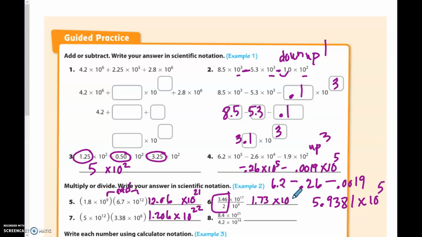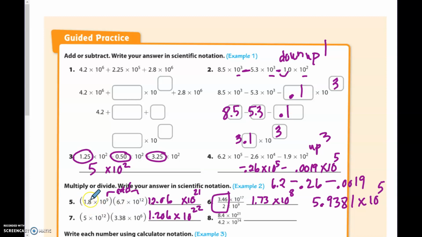Now, what did we do? Remember from before with our rules with exponents. If they're as division, we're going to subtract them. So 17 minus 9 is 8. So multiplying and dividing, we do not have to get those exponents to be the same like we did with adding and subtracting. Multiplying and dividing, we're going to take these multipliers and do what they say to do.